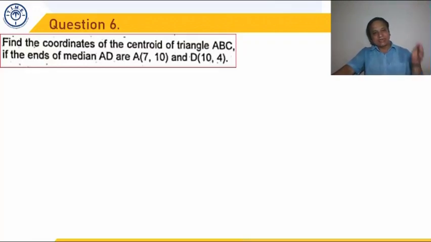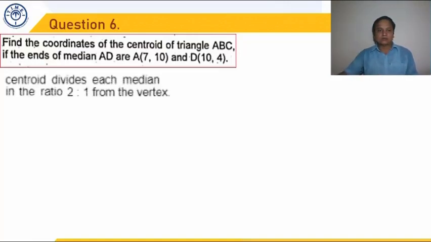A median is a straight line drawn from the vertex that divides the opposite side into two equal parts. The centroid is the point of intersection of the medians. The centroid divides each median in the ratio 2:1 from the vertex. So the centroid divides the median from vertex to the side in the ratio 2:1. The ratio is known to us.